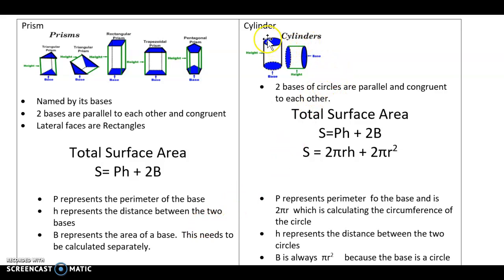If you're doing a cylinder, remember circles are just special figures. There we're going to do the perimeter of a circle, but that is circumference, so that's 2 pi r instead of the P. And H is still the distance between the two bases. And two areas of the bases, and the area of a circle is pi r squared. P represents the perimeter of the bases, 2 pi r, which is calculating the circumference of the circle. H represents the distance between the two circles. B is always pi r squared because the base is a circle.